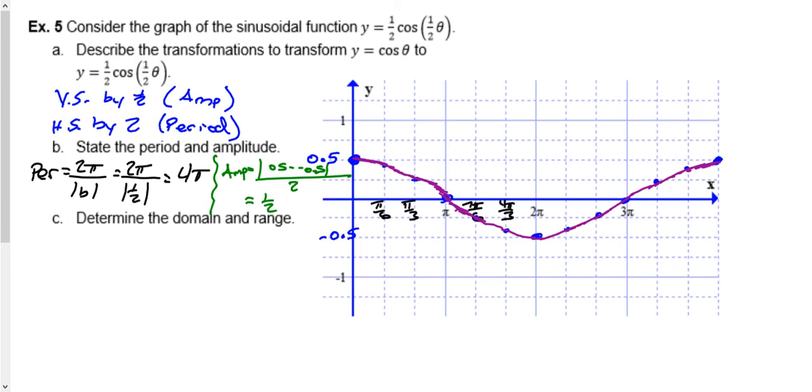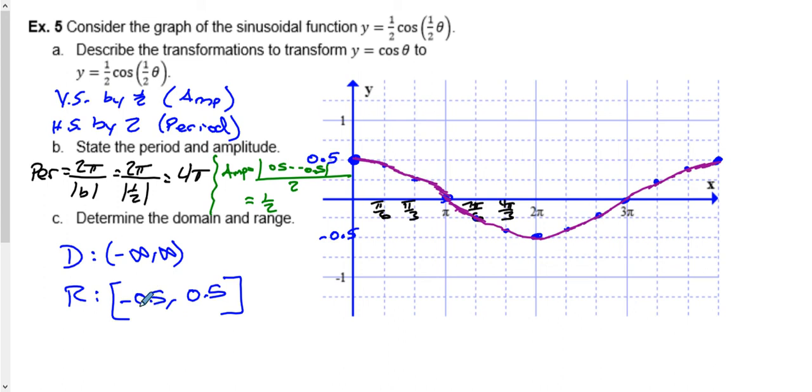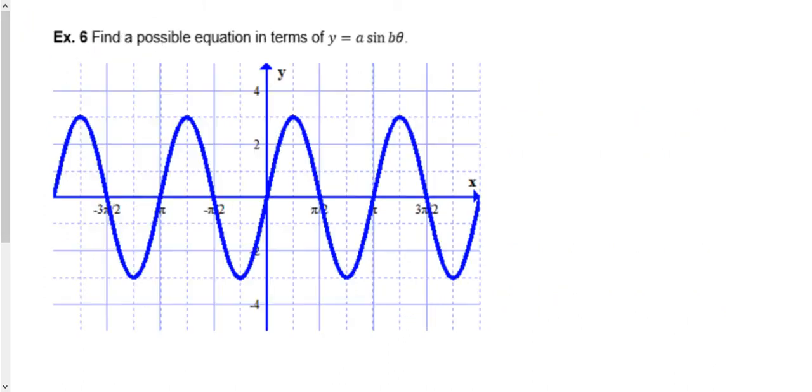Our domain and range on this one here: domain, as far left as we can go and as far right as we can go, we're going to be everything for a domain. So that's going to be from negative infinity to positive infinity. And our range, the lowest and highest we're going is negative 1/2 as the low end and positive 1/2 at the high end. And there we go. That is example 5.